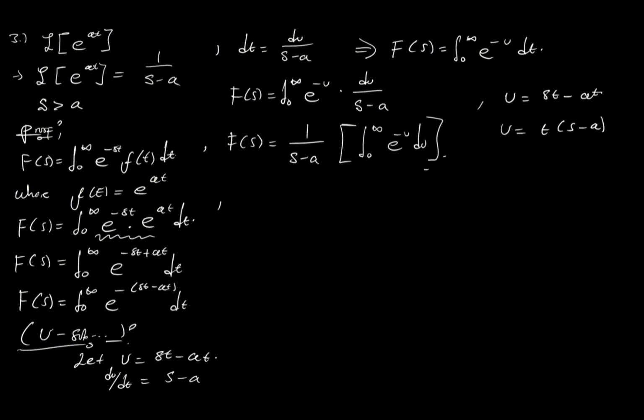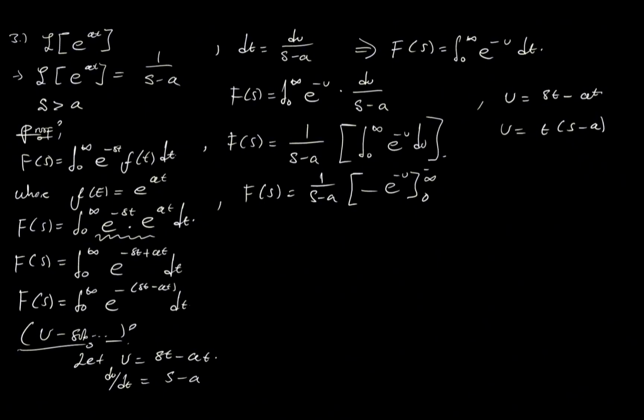Now with u simplified, we have our S domain as 1 over s minus a. By integrating this portion here, we'll have the negative of e to the minus u. The reason why it's negative is because the derivative of e to the something will be e to the something divided by the derivative of something, and the derivative of minus u is -1, making it all negative. So we have our limit from 0 to infinity.